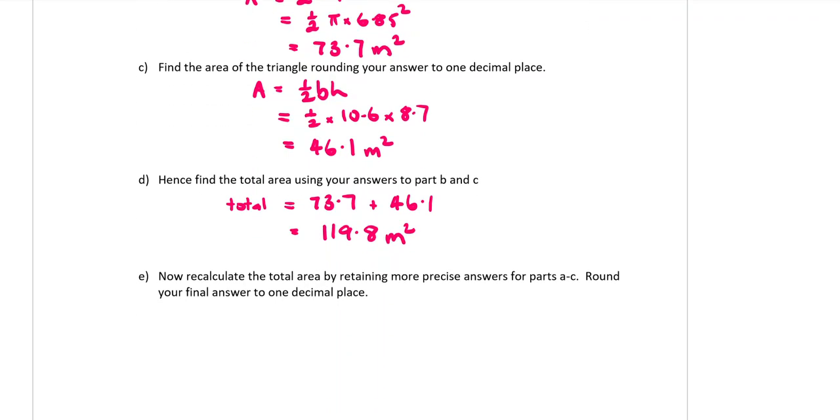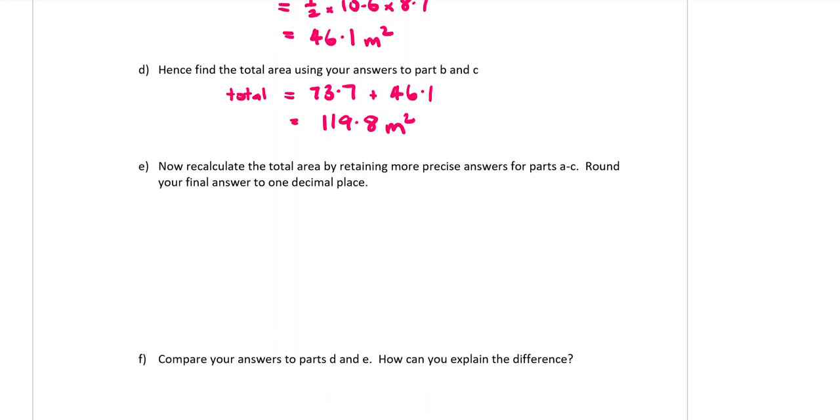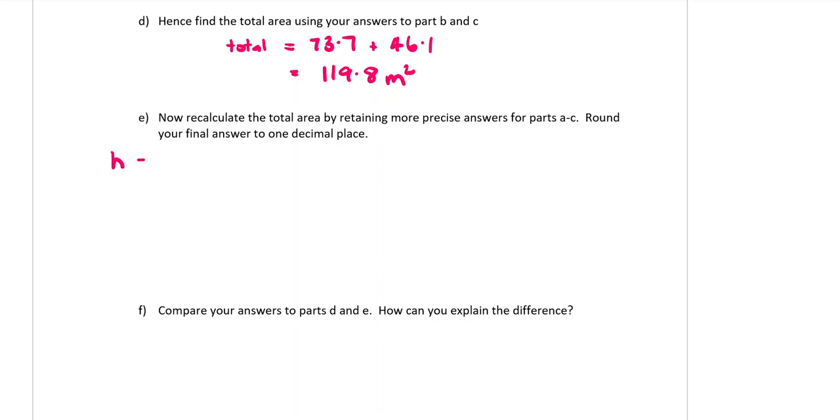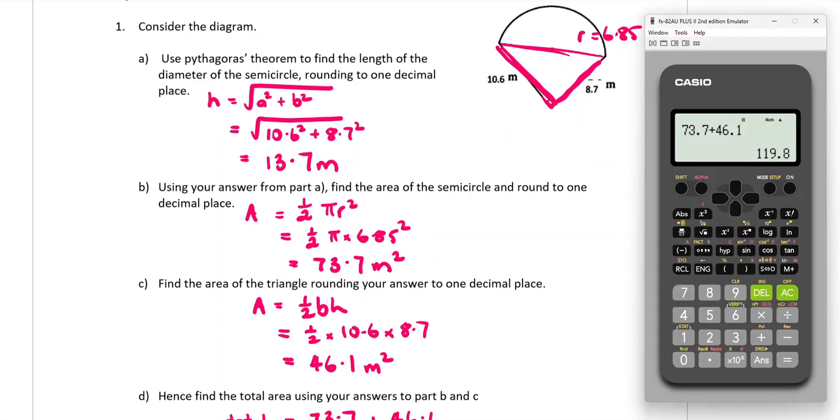Okay, that all looks good and normal, but what does part E say? Now recalculate the total area by retaining more precise answers for part A through to C, and then only at the very end, round your answer to one decimal place. So if we go all the way back to finding our hypotenuse back here. So if I type this in again, we have the square root of 10.6 squared plus 8.7 squared. So let's keep 4 decimal places. So we'll go 13.7131.